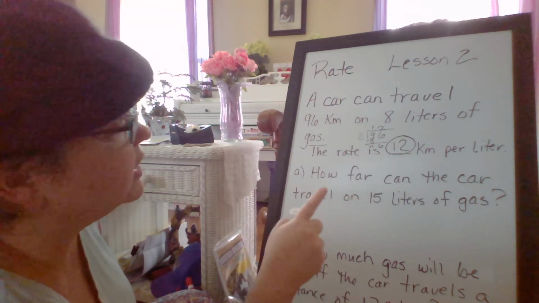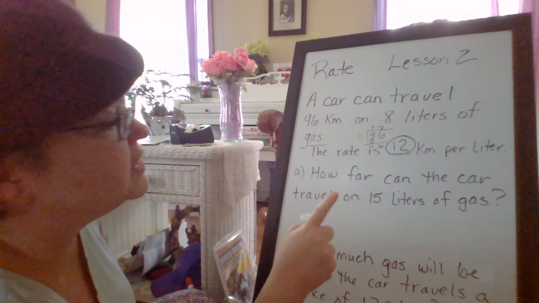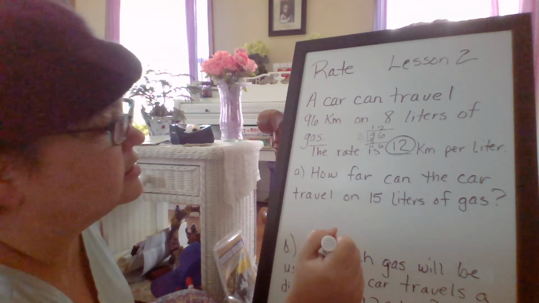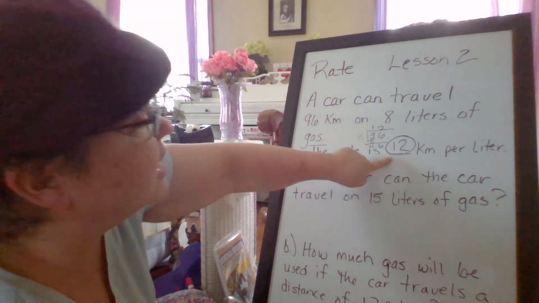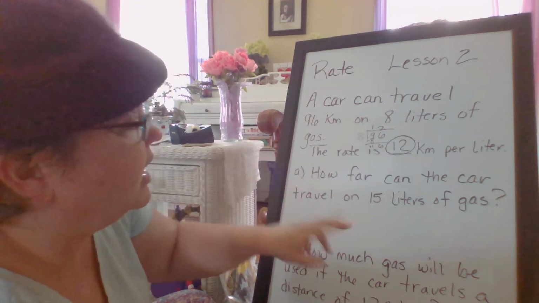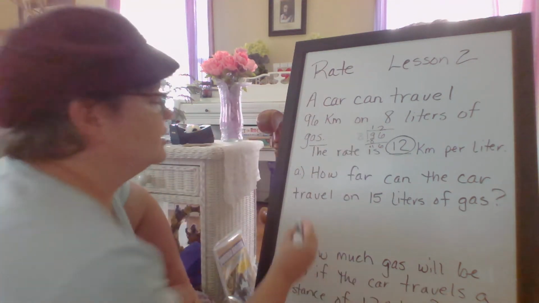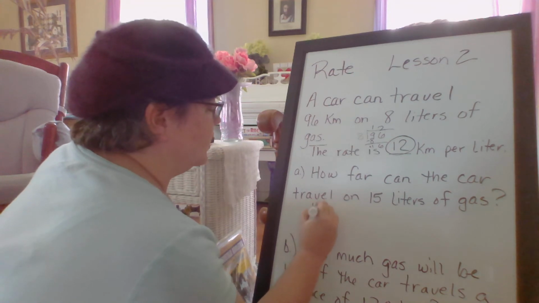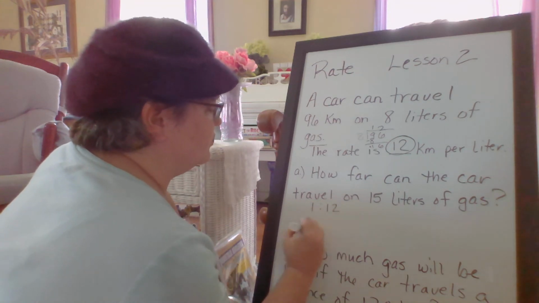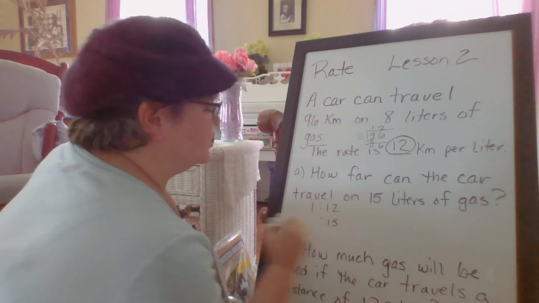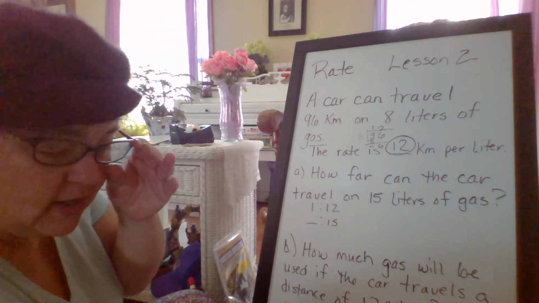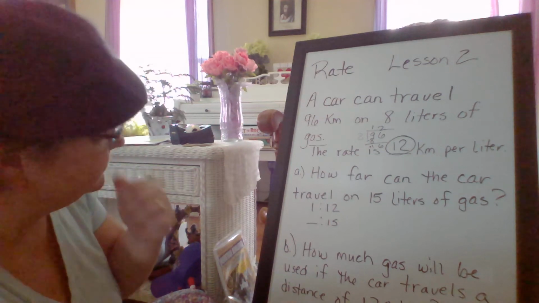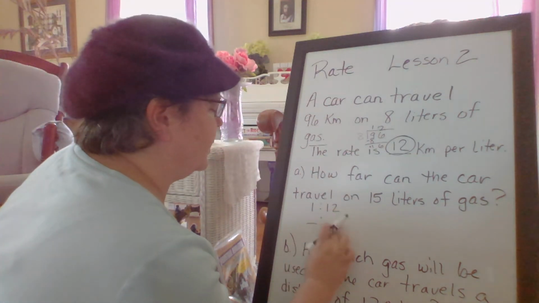Now it says, how far can the car travel on 15 liters of gas? All right, so if it can go 12 kilometers on 1 liter, how many on 15? So if it can do, on 1 liter of gas, it can do 12. We need to figure out how many it can do on 15. So we could make that, actually this goes here.